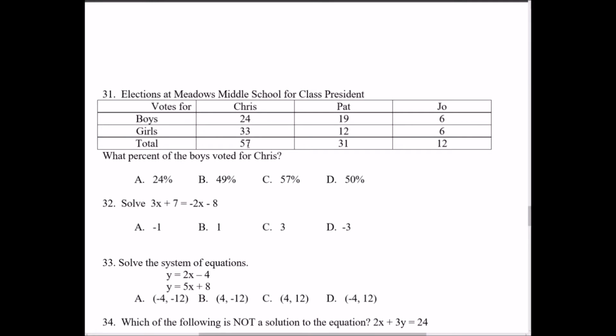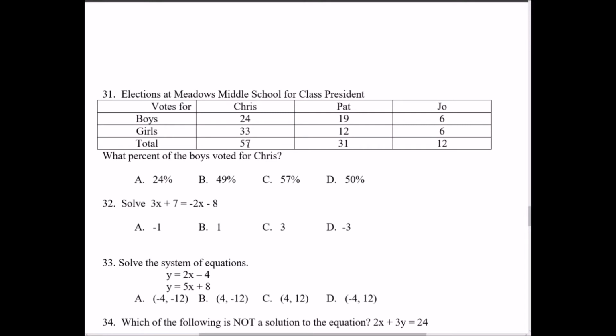It wants to know the total number of boys. Well, I'm looking at the total number of votes for Chris if I choose 57 as my denominator. What should I have done? I should have taken the total number of boys who cast ballots in the election. That's 24 for Chris, 19 for Pat, and 6 for Joe. So I'm at 49 total boys here. That's my whole, my denominator.